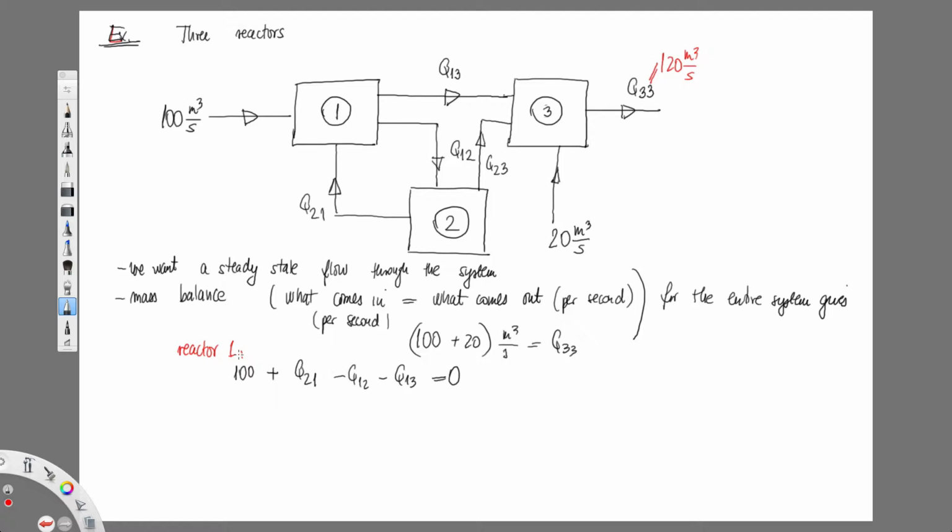Now reactor 2, same thing. What is coming in? Q12. And then what is coming out? Q21 and Q23.